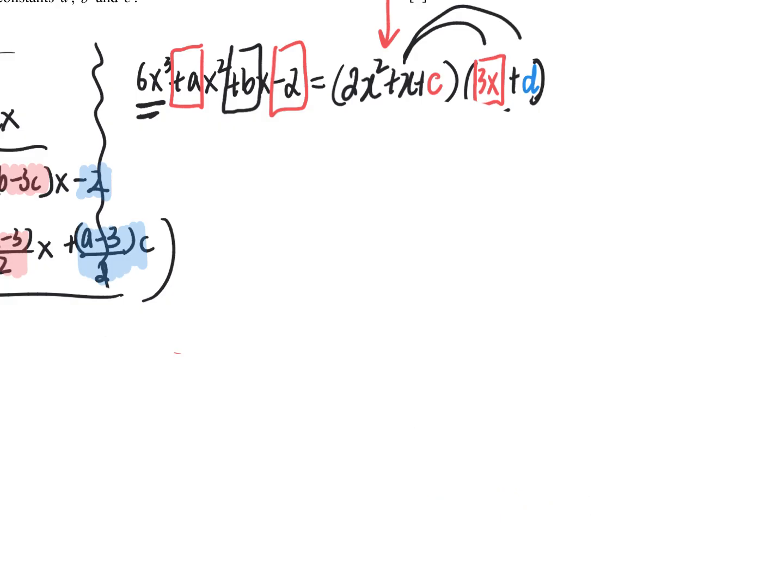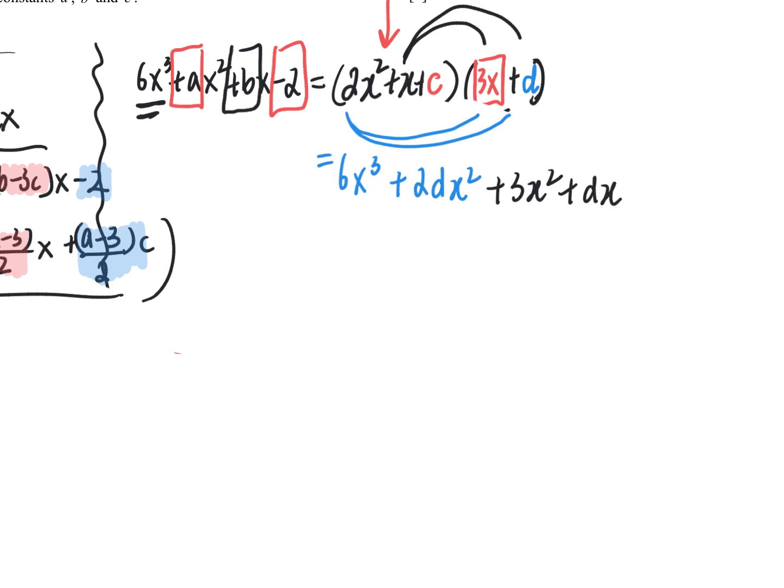Okay, wait. So this one I expand. Okay, final one. This one cannot make mistake already. 6x cubed, 2dx square. Okay, good. Next one is 3x square and dx. Then the last one is 3cx and cd. Oh my god. It's crazy. All these numbers are jumping.